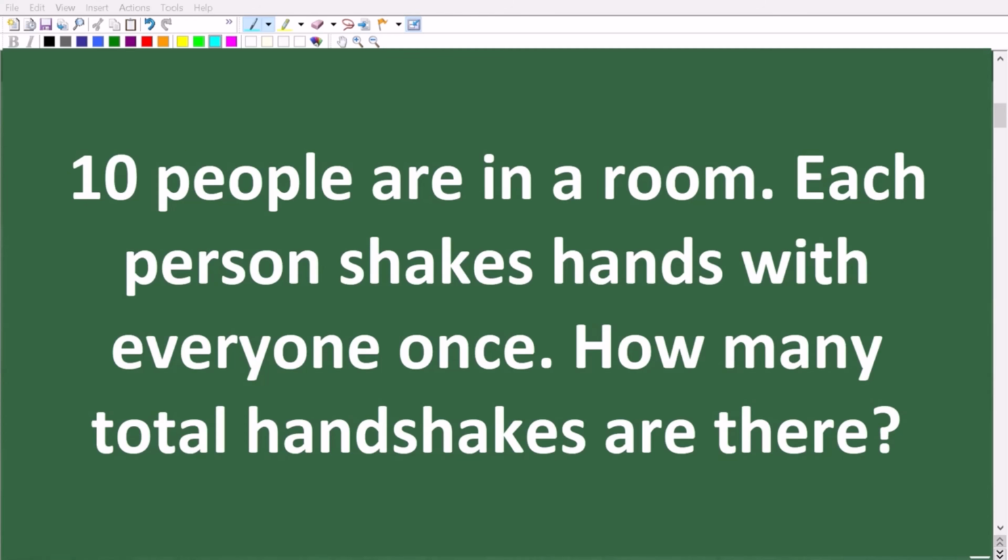So one approach to solving this problem is to try to look for patterns. So we have 10 people here that are going to shake hands one time, but let's consider a simplified version of this problem and see if we can detect any patterns.